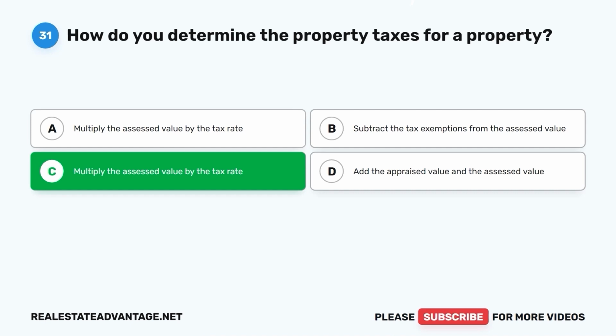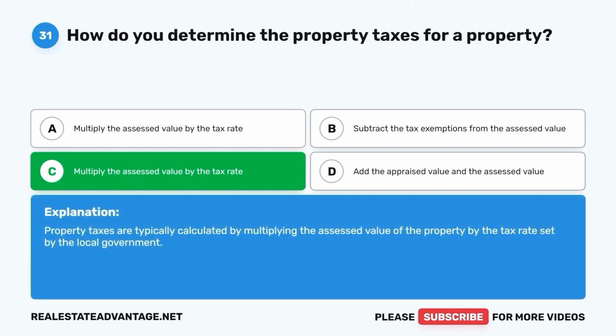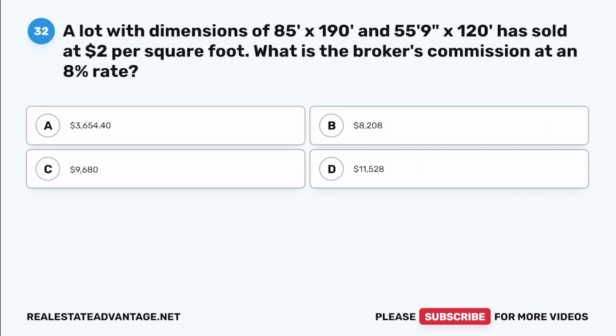Multiply the assessed value by the tax rate. Property taxes are typically calculated by multiplying the assessed value of the property by the tax rate set by the local government. Question 32. A lot with dimensions of 85 feet times 190 feet and 55 feet 9 inches times 120 feet has sold at $2 per square foot. What is the broker's commission at an 8% rate?